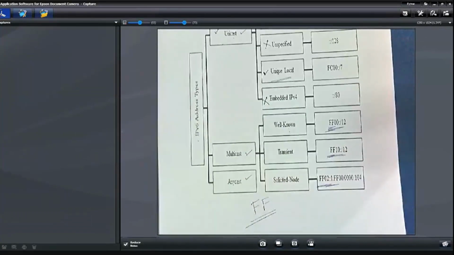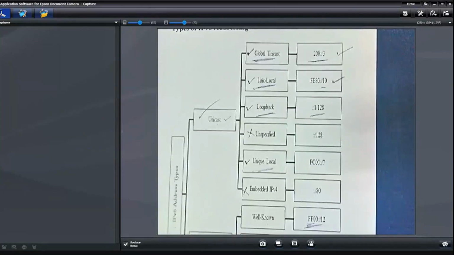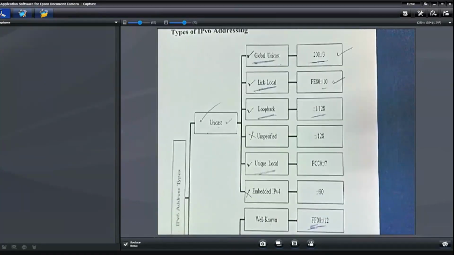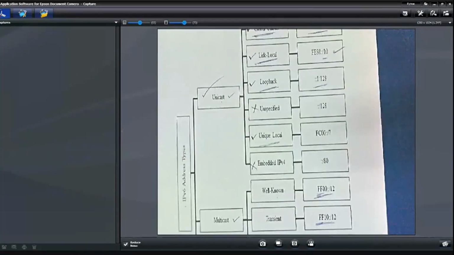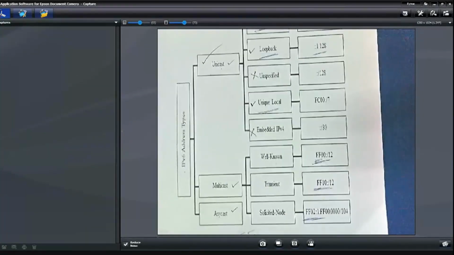This is the point. I repeat: global unicast starts with 2, link local FE80, loopback has all 127 bits 0 and the last bit will be 1, unique local FC00, and all multicast FF. Problem over.